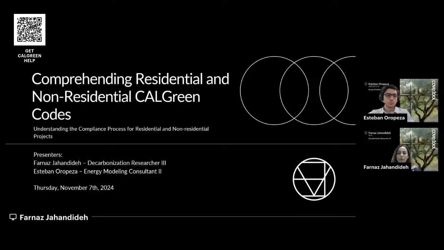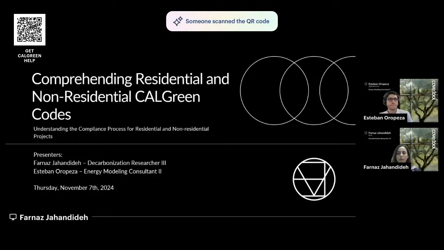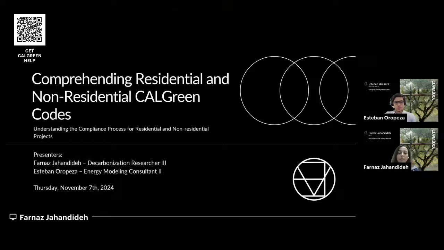So, if you're here to increase your general CalGreen code knowledge and know a little bit more about green building, you're in the right place. So, let's get started.